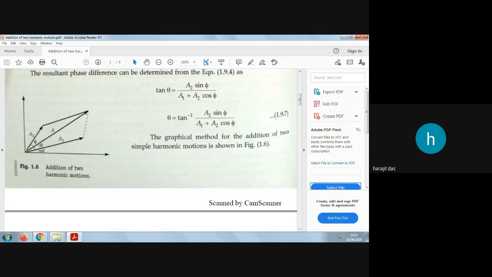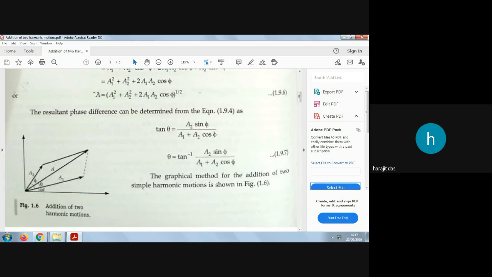If you measure this resultant with your scale, you will get the exact value that you get by your mathematical calculation. Capital A will be from this point to this point, so this will be the value of the resultant. And if you measure the angle with a protractor, you will get the same angle that you get by analyzing mathematically from this formula.